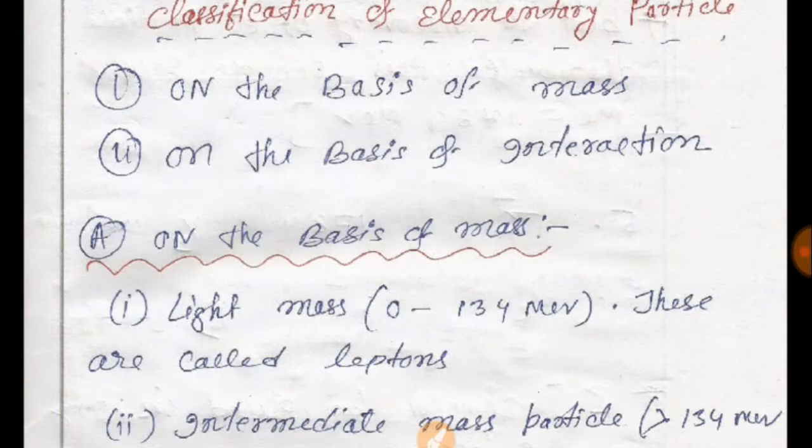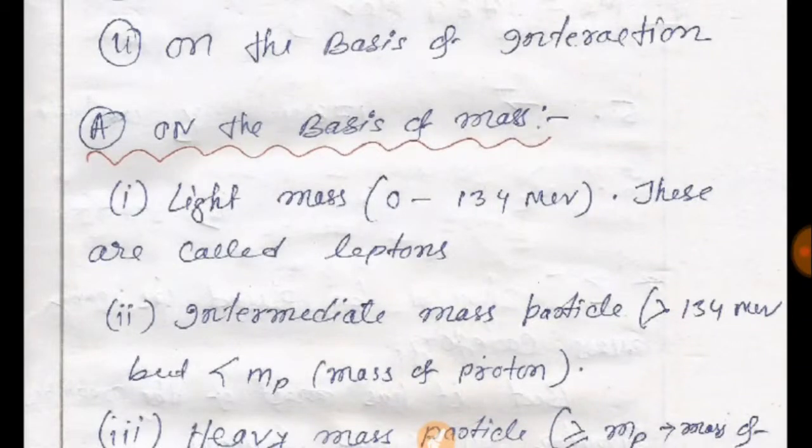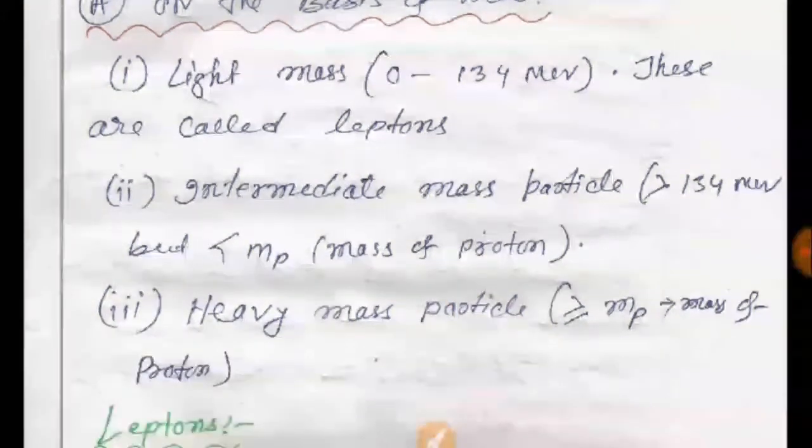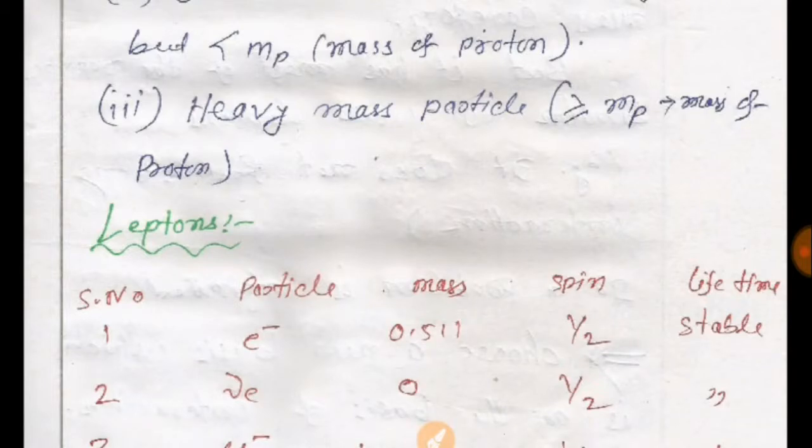If we classify on the basis of mass, particles having light masses, that is 0 to 134 mega electron volts, are called leptons. Intermediate mass particles, greater than 134 mega electron volts but less than the mass of the proton, are called intermediate particles. Another is heavy mass particles, with mass greater than or equal to the mass of the proton. So let's talk about leptons.